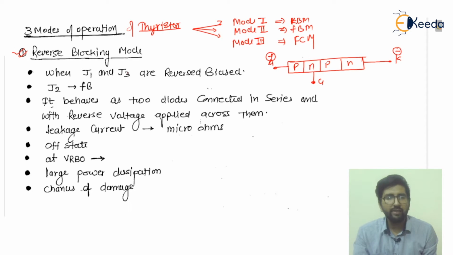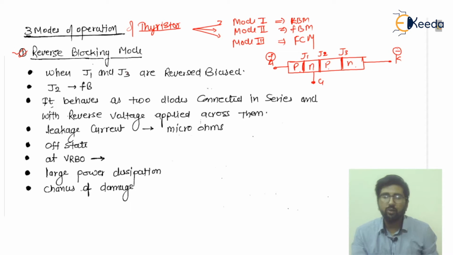So I can write here that it is the junction J1, this is the junction J2. What is the junction J2? This one is junction J2, and here it is junction number J3. So it is a four layer device, 1, 2, 3 and 4, and in between them there are three junctions.